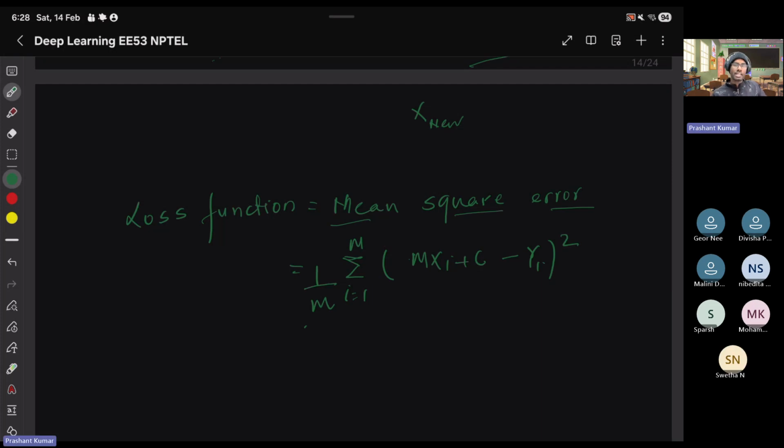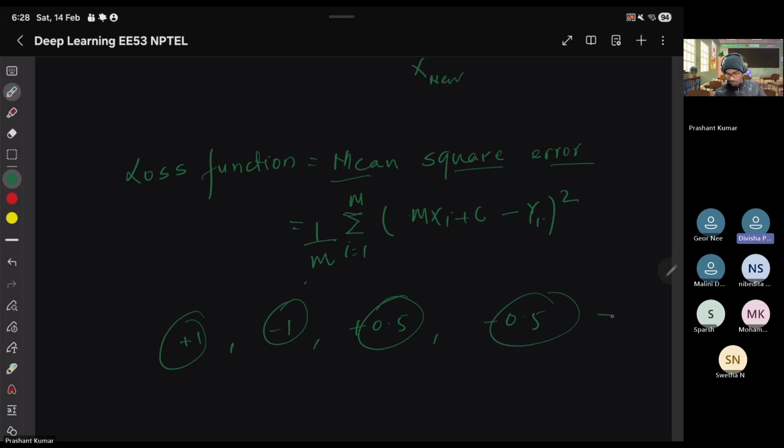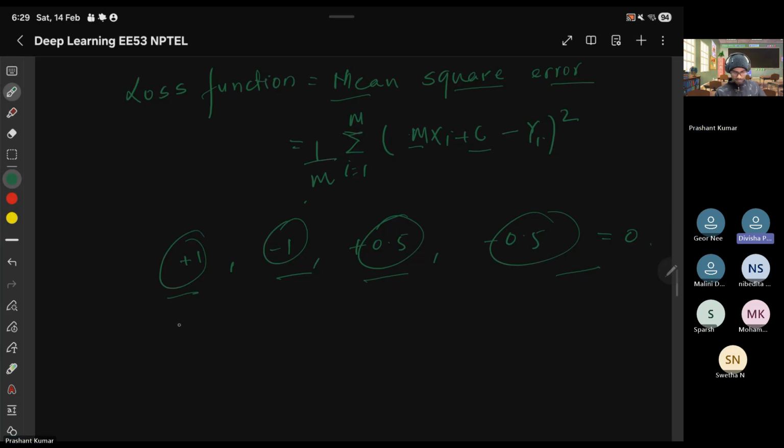Why I am squaring it: let's say one error is plus 1, another error is minus 1, the third error is plus 0.5, another error is minus 0.5. If I add all of them, it will become 0. You want to ignore the sign. Yes. And basically all of them are errors. If I add directly, it will become 0 and I will not be able to train my parameter. Forget about the network right now. The parameters are m and c. You are not interested in sign. You are interested in the overall quantity of error, or value.